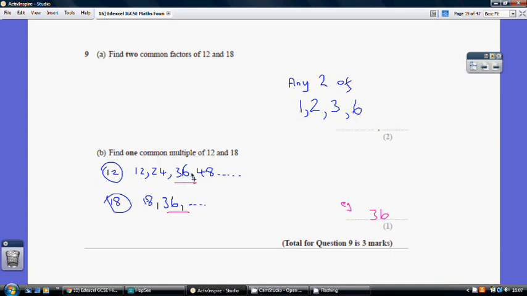So just do the 12 times table, the 18 times table. Any numbers which appear on both lists are common multiples. I've stopped after I've got to the first one, the lowest common multiple, which is 36. So that's an example of one of the possible answers, of endless possible answers, is 36.